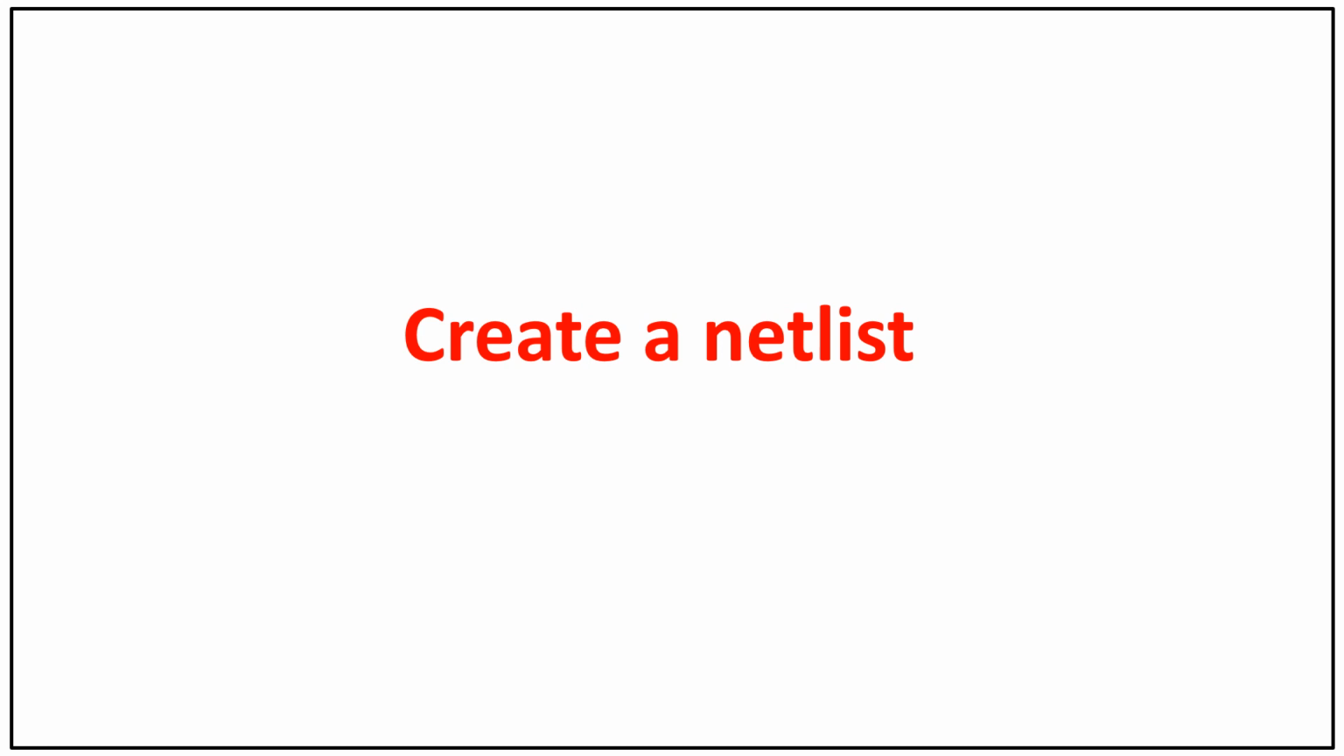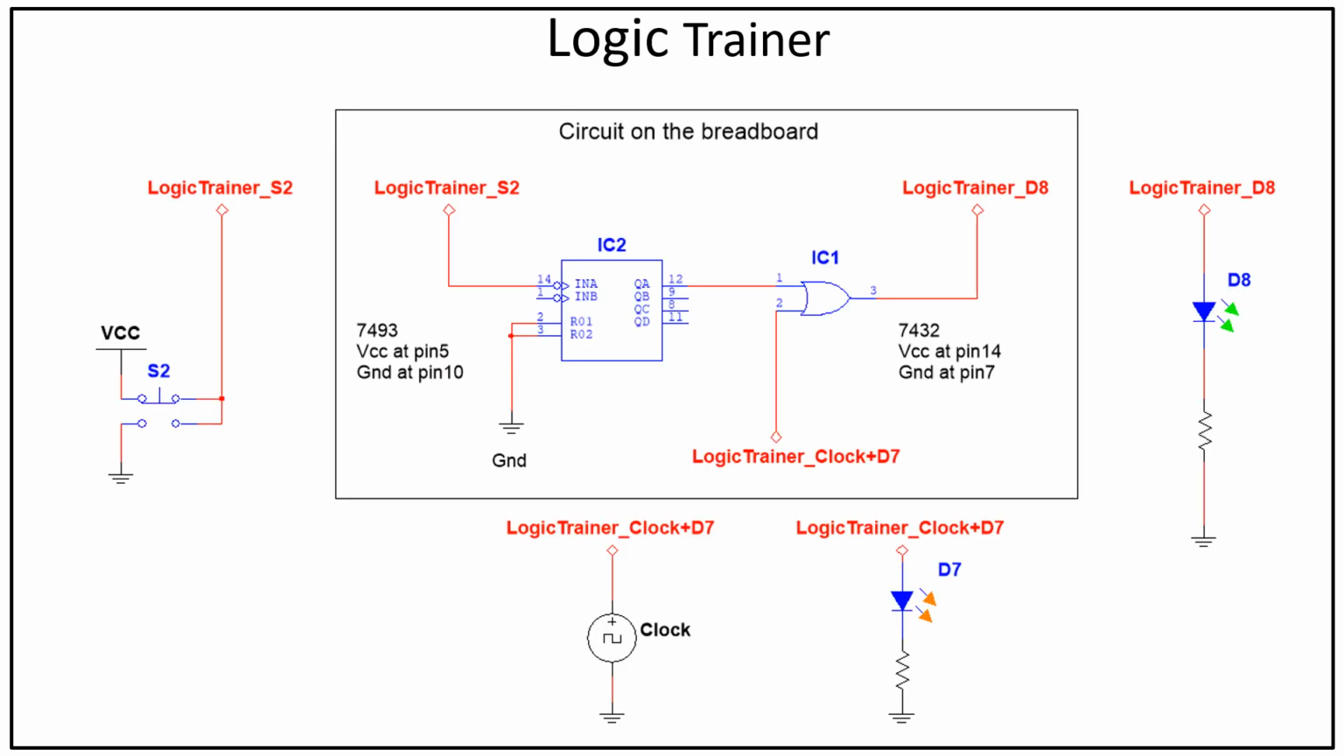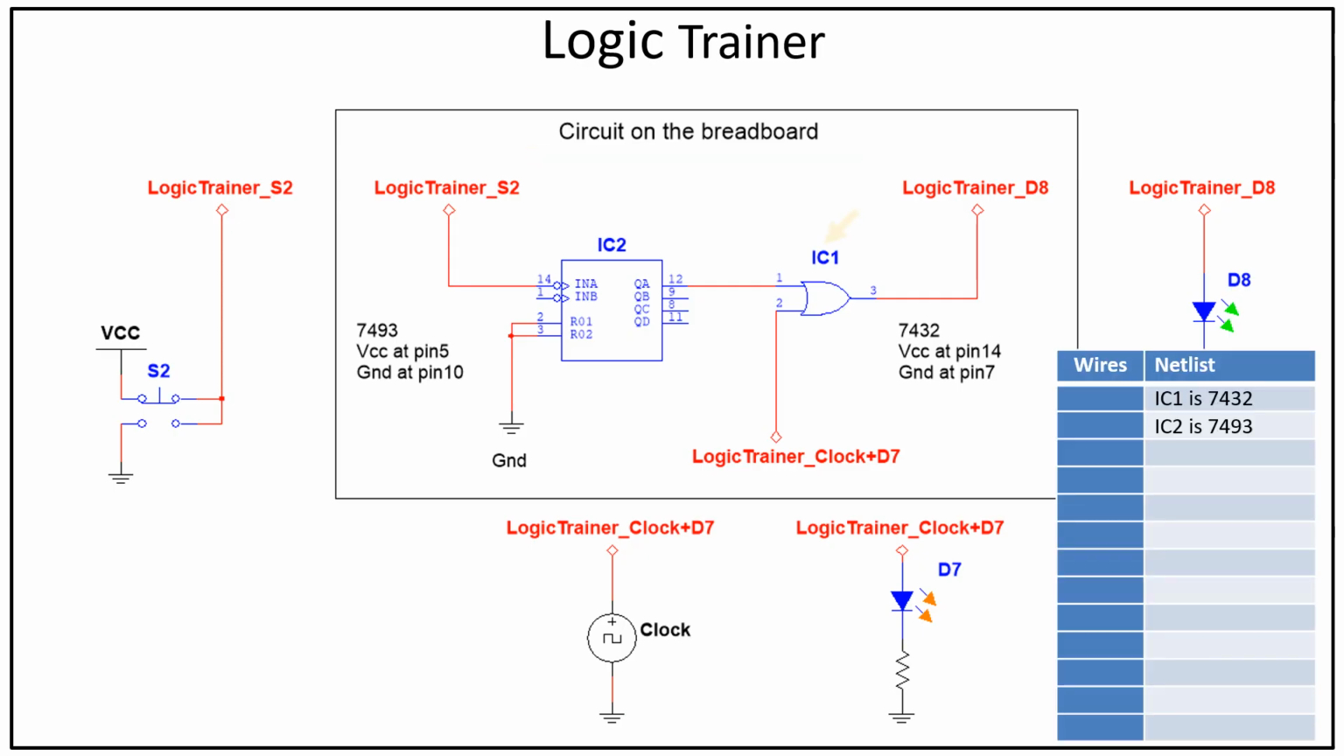Create a netlist. This is a logic trainer circuit diagram. We are creating a netlist for the circuit on the breadboard. We begin from IC1 till to the last IC, which is IC2. On this netlist, it should indicate that IC1 is 7432 and IC2 is 7493.